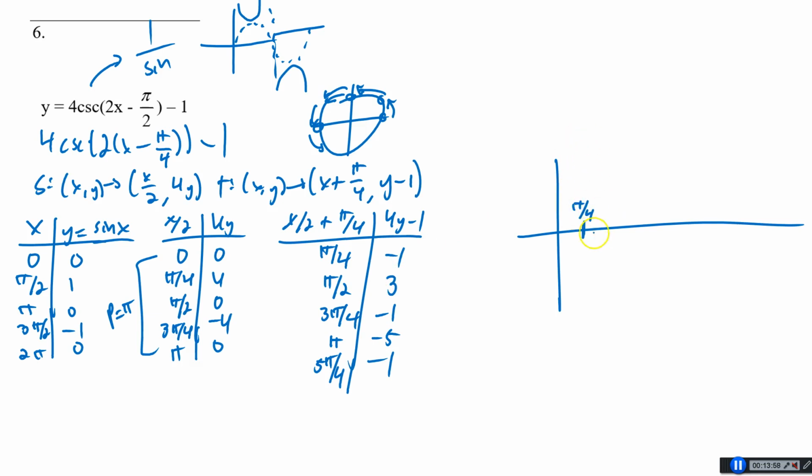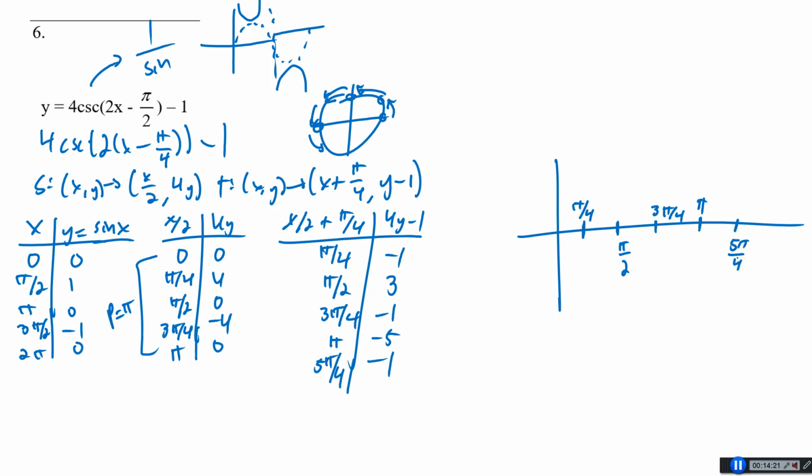These get a little messy because there's a lot of lines going on, so I'm just going to try to be careful here. So then we have pi over 2 right here. We're going to be up to 3, so let's put it underneath. Then 3 pi over 4 right here. Back to negative 1, so I'll put it on the top. And then this one we're down at negative 5. Definitely put it on the top for pi. And then 5 pi over 4 is where we finish.